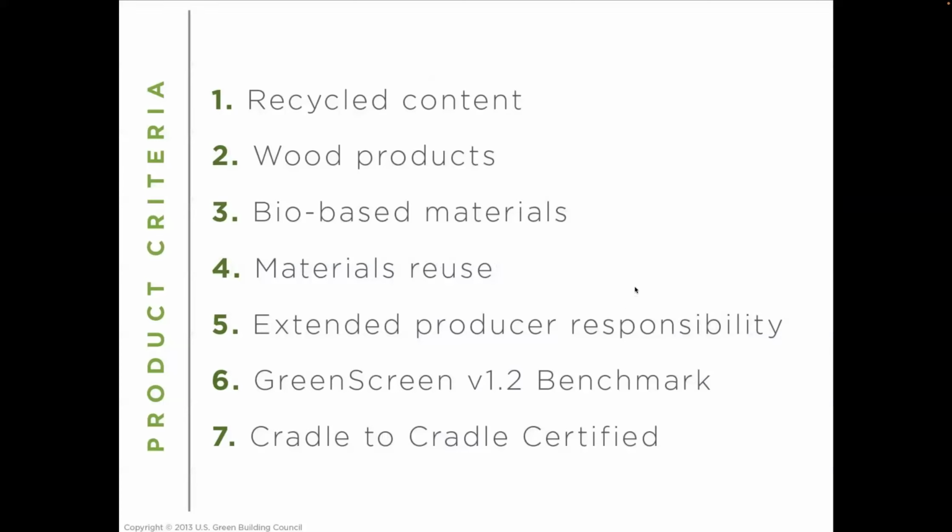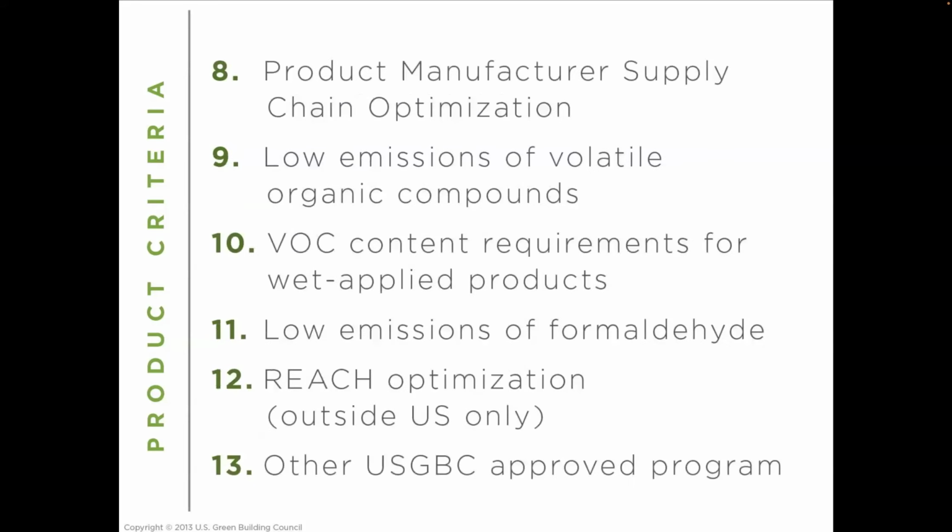So the criteria is recycled content. You're seeing a pattern here. Wood products, bio-based materials, reuse is a really big one. Extended producer responsibility, Green Screen benchmarking, and Cradle to Cradle certified. That's a big one as well. This is kind of life cycle analysis, but basically Cradle to Cradle means that if you can break apart the widget when it's done, all the parts in that widget, and use those parts to create something else or a new widget, then there's absolutely no waste. All right, again, low emissions, VOC content requirements, low emissions for formaldehyde. Again, there are lots of different criteria.